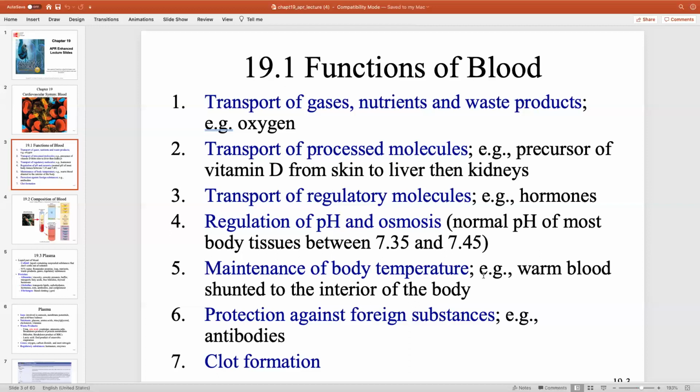And what happens then? Well, your body hates to waste energy. If it's wasting energy and causing an uncontrolled muscle contraction, shivering, that means it's very inefficient at that point. It only does that when your body temperature is already low, right? So blood plays a big role in causing our body temperature to increase in a certain area or decrease. Protection. We've talked about antibodies.